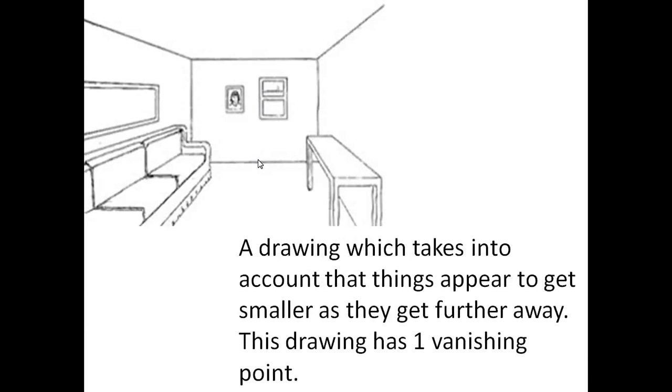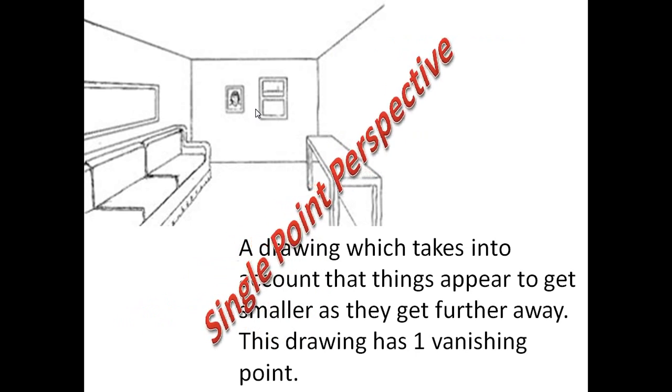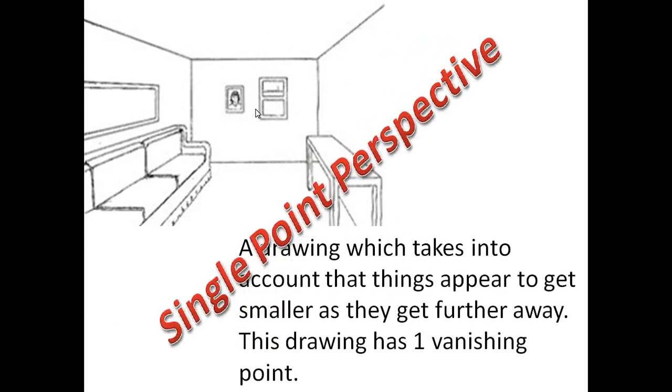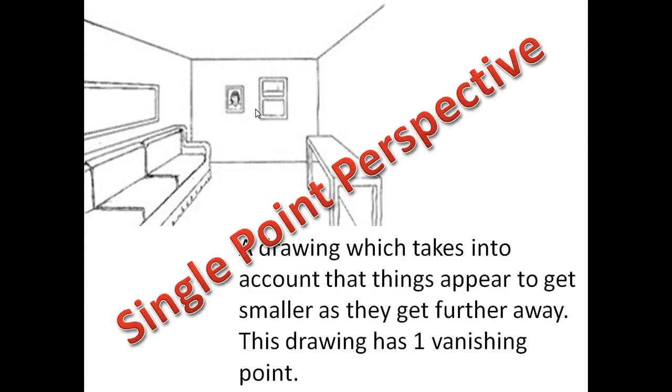Again, a drawing which takes into account that things appear to get smaller as they get further away. Now this particular drawing has only got one vanishing point, and it would be somewhere around here. So if you carry on these lines here, they all meet at a particular point in the middle. And that drawing is single point perspective. There is 3-point perspective, which you can use for drawing very tall skyscrapers, because they appear to get smaller as they go up into the air. But for GCSE level you're not tested on this, just single point and 2-point perspective. Okay, next question.